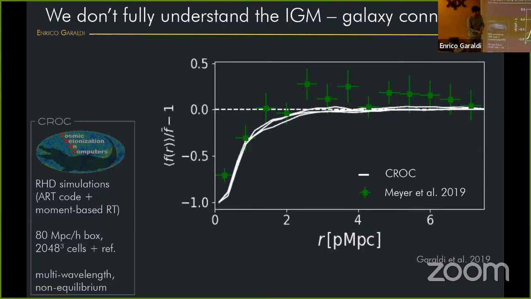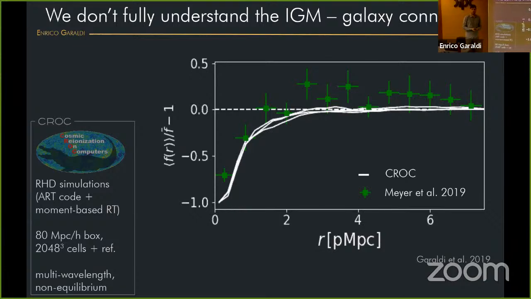So we interpret this drop as an effect of the overdensity where galaxies live. On the right-hand side, we have galaxies that are very far from the line of sight. So we don't expect any impact of the galaxies on the flux along the line of sight. And indeed we see that the observed flux goes back to the mean, which is this dashed line. What you can see here is an excess of transmitted flux at intermediate scales. How do we interpret that?